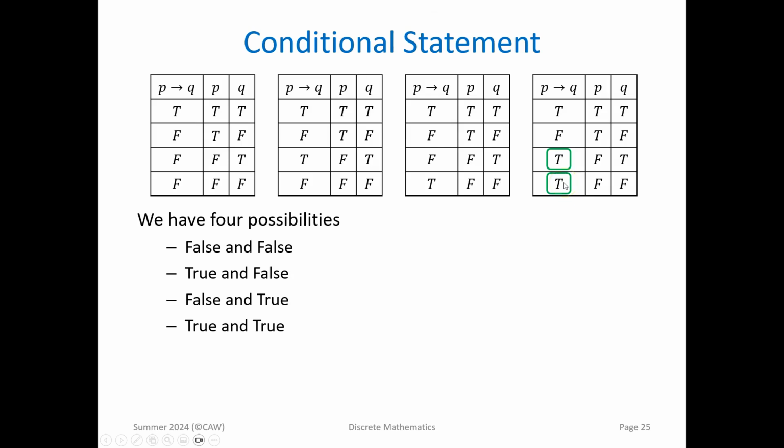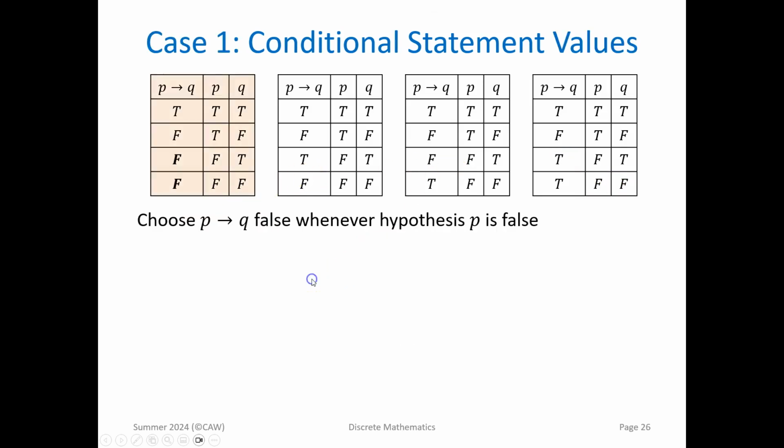And of course, we've already seen that this is what we'll want to end up doing, but we need to justify this. True and true. True when we have false P and true Q, and true when we have false P and false Q. Let's examine these possibilities one by one, left to right. So the one on the left, the first one on the left, we're going to choose P then Q false whenever hypothesis P is false. We have a false and a false.